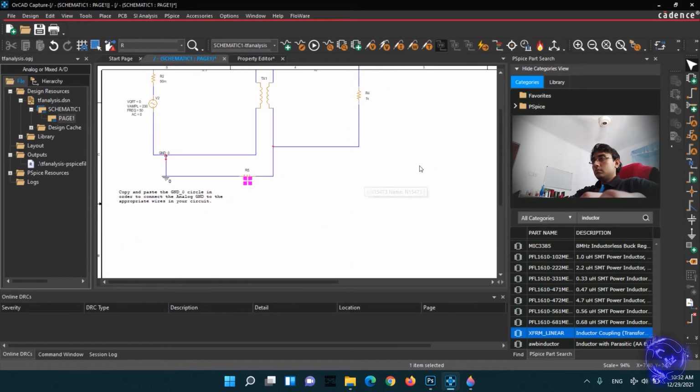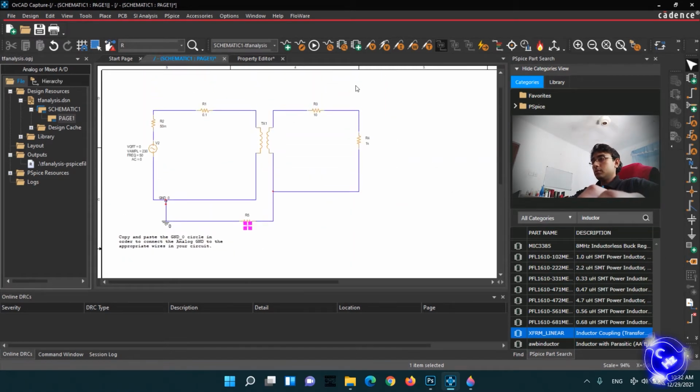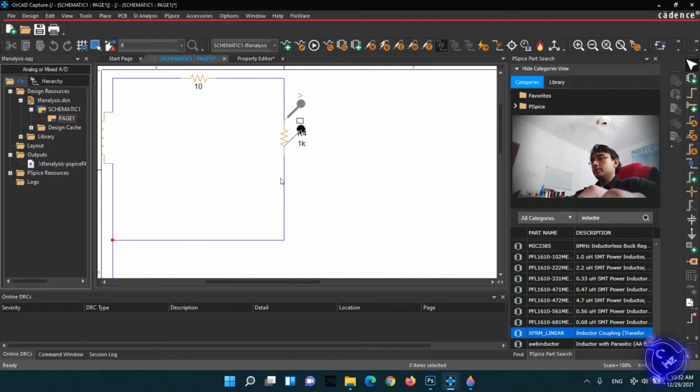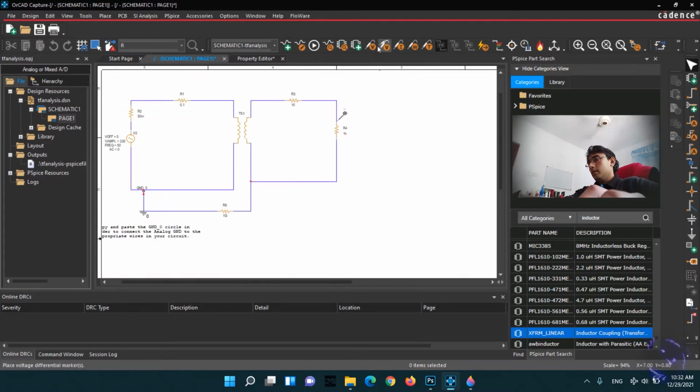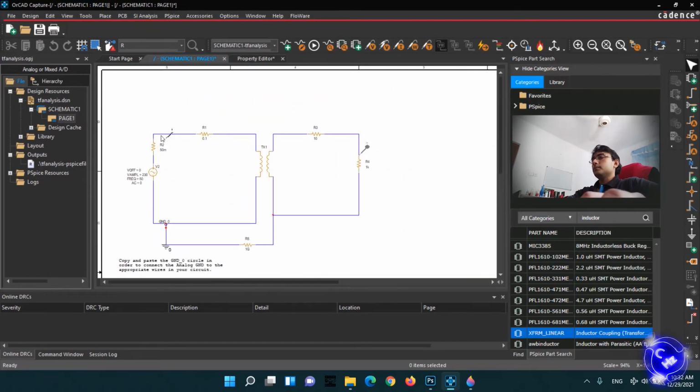Now I would like to measure the voltage across my load. Voltage across my load means voltage at this point with respect to the ground, right? Or else I can use this differential probe anyway. And the input to the transformer. Right, this is now a 1 to 10 turns ratio step-up transformer.